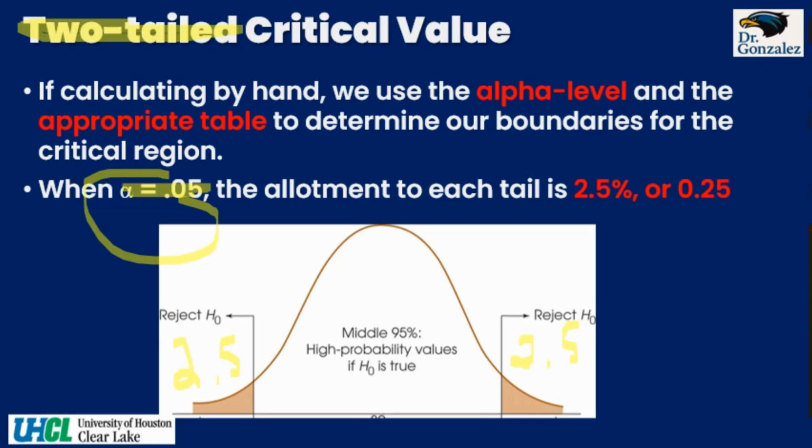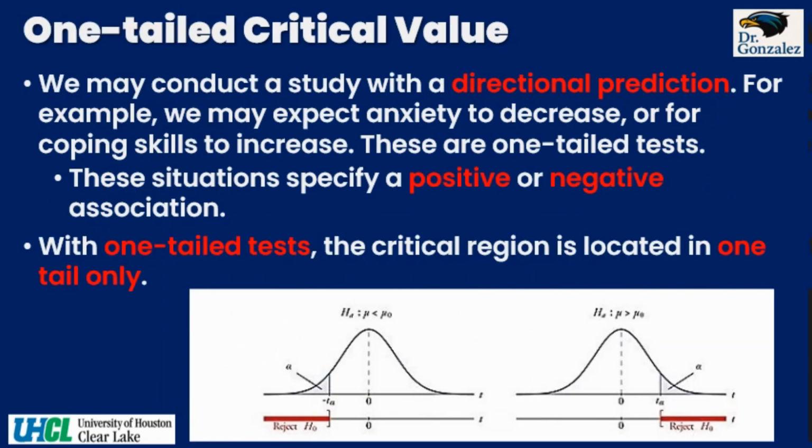So let's talk about the one-tailed versus the two-tailed. Moving on over to one-tail criteria. When we use one-tail criteria, we are looking at a directional prediction. And let me give you an example of that.